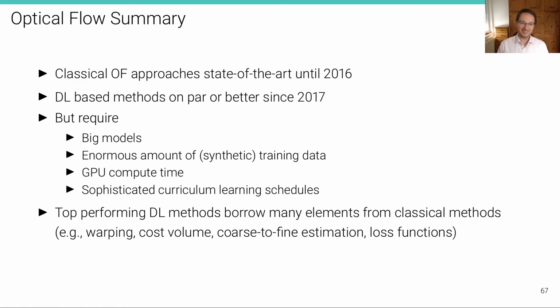And what's also interesting is that the top performing deep learning methods borrow many elements from classical methods. So for instance, they use this idea of warping and iterative estimation. They use ideas of cost volume, coarse-to-fine estimation, and also similar loss functions.